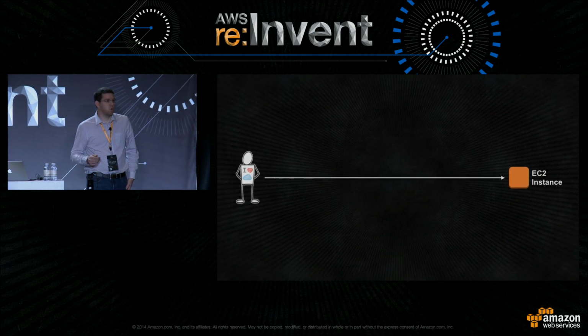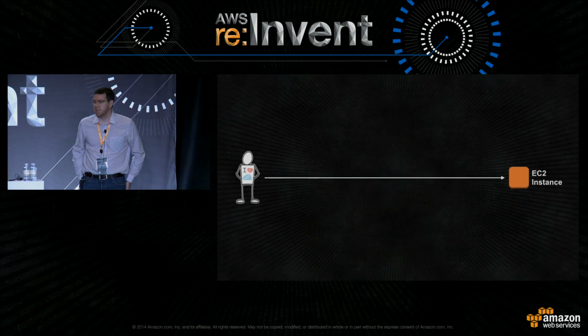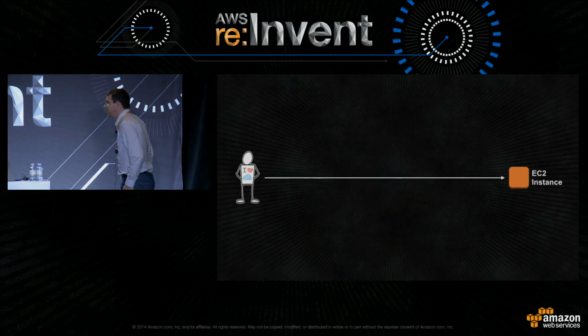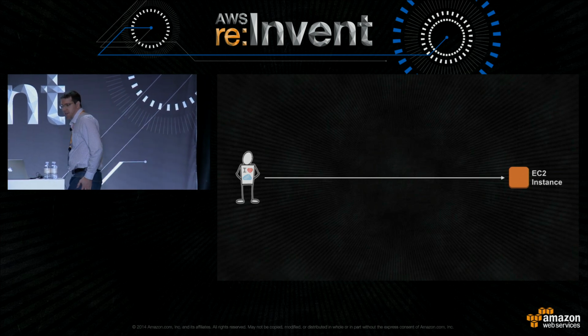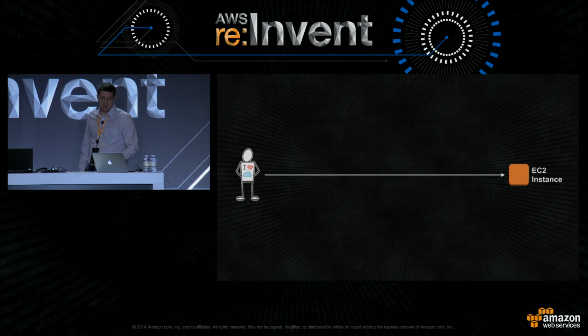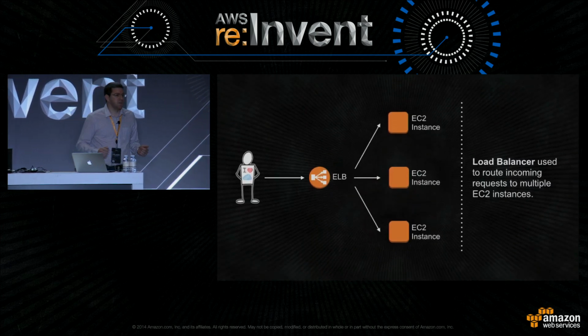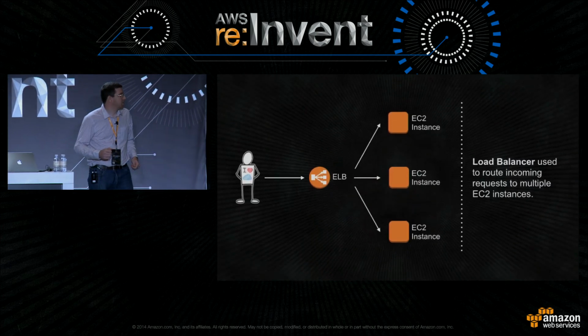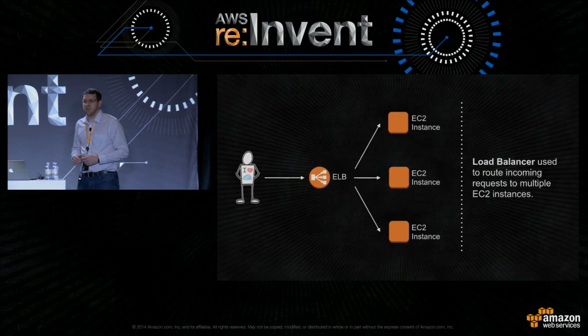So I'm hoping none of you identify with this architecture. Yes, we have a customer using a single Amazon EC2 instance. However, I think we've all started here. This is probably where most of our applications start out. But really what you want to be doing is running a load balancer in front of that. So you've got an ELB there and then 3 EC2 instances behind it.